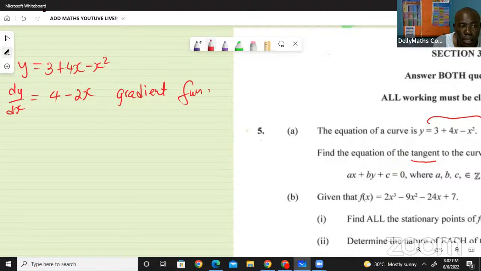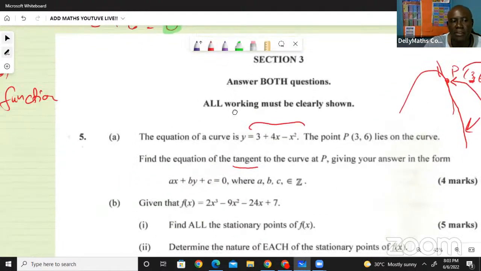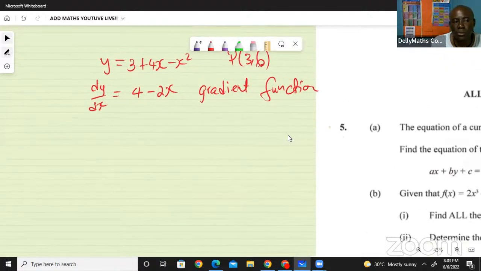It means that at any given point on that curve, I could plug in any x value to get the gradient of the curve at that point. Because the point that we're dealing with is P, which is (3, 6), the 3 is the important thing for me right now. We are going to substitute 3 there.